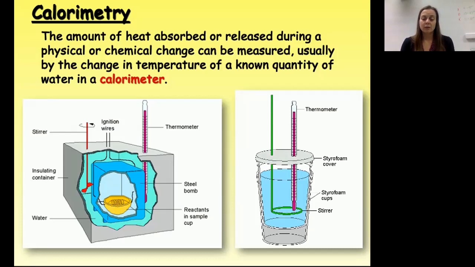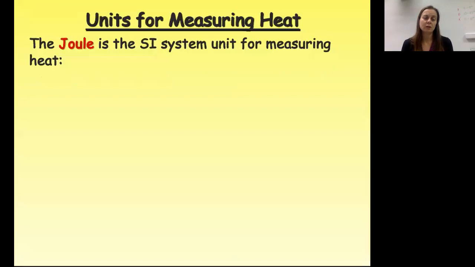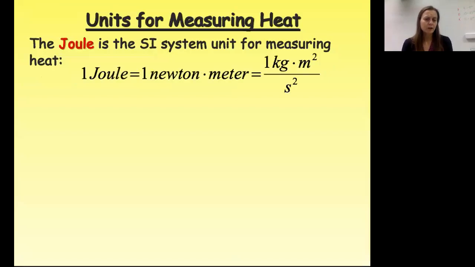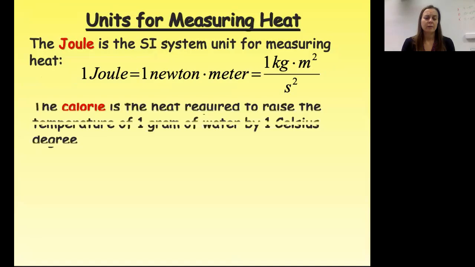So before we jump into heat, specific heat and calculating heat exchanges, let's talk about our units. So we use the joule to measure heat. A joule is a Newton meter or a kilogram meter squared per second squared. And that's the one we'll use most often, either a joule or a kilojoule.